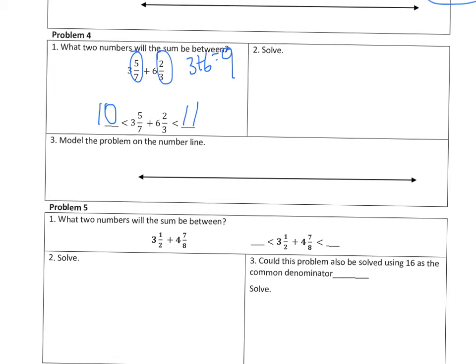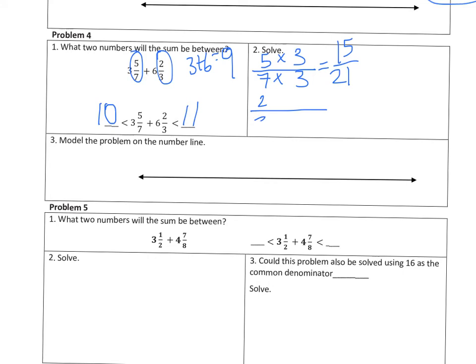7ths and thirds, that's a little awkward. The only thing I can think of that they would go well together with would be 21sts. So let's turn 5/7 into 21sts. 7 times 3 is how we would get 21. So we did it to the bottom, got to do it to the top. 15 21sts.